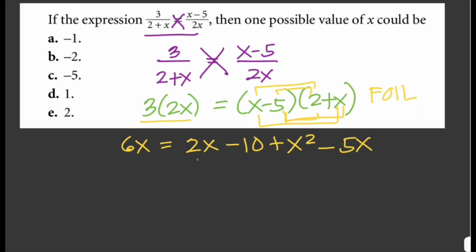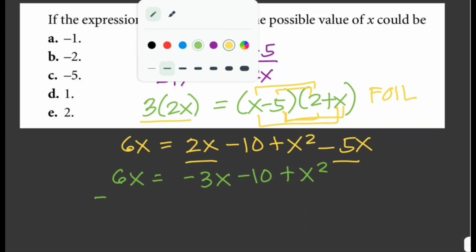Now we can group like terms. The only like terms here are 2x and negative 5x. So that would be 6x equals 2x minus 5x is negative 3x minus 10 plus x squared. Then we can group everything together to simplify. We can move 6x to the right, or we just simply subtract 6x from both sides.